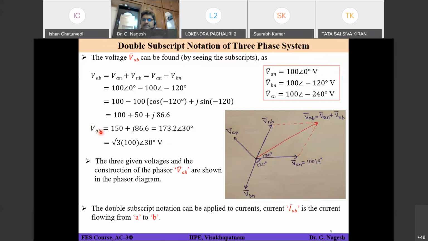So when I specify some voltage, I should very specifically say which terminal that voltage is with respect to. If it is with respect to neutral, I will call it VAN. If it is with respect to some other phase, I should put that phase label here, that means B or C or N or whatever it may be.